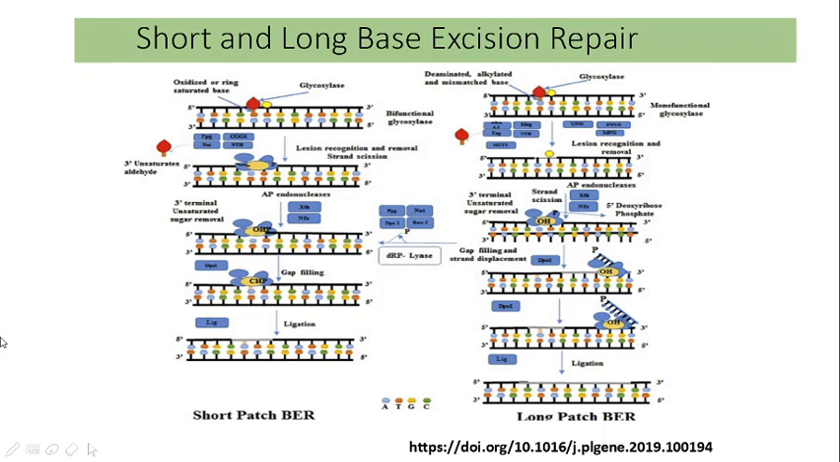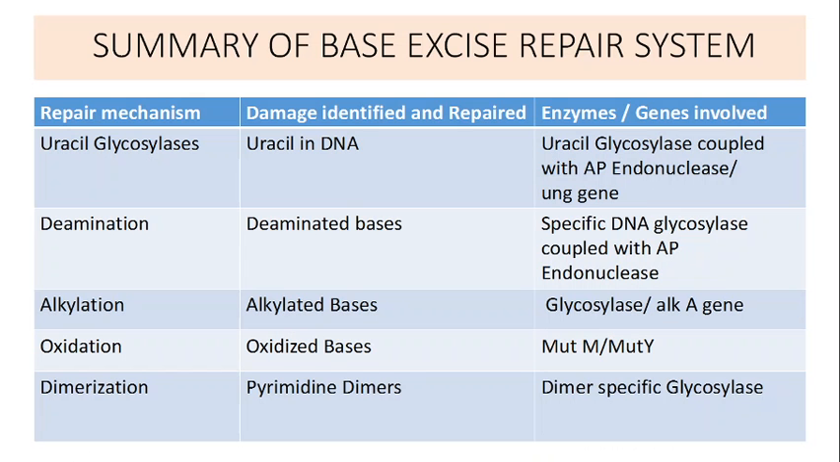The major core proteins required in different steps of short patch BER include glycosylase, which initiates it, then AP endonuclease, then DNA polymerase beta and DNA ligase 1 or 3. So these are the major enzymes involved in the short patch repair system. The only difference is that here the gap will be single, whereas in long patch 2 to 10 nucleotide gaps will be present. Okay, then the other base excision repair systems, so these are the major base excision repair systems.